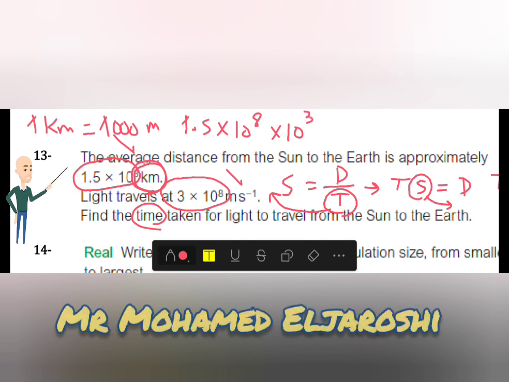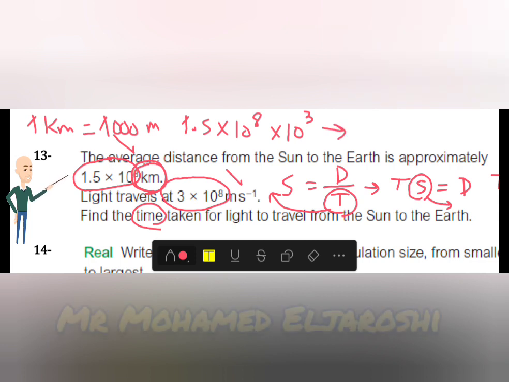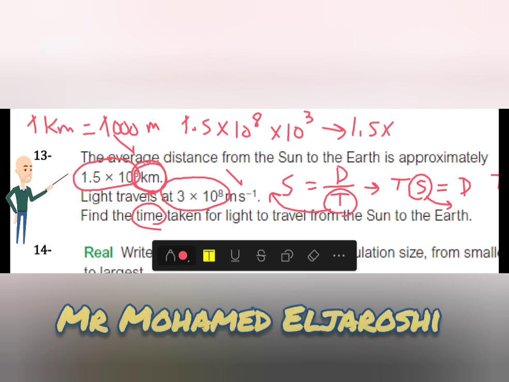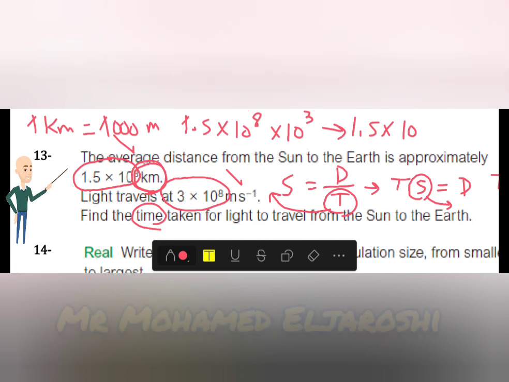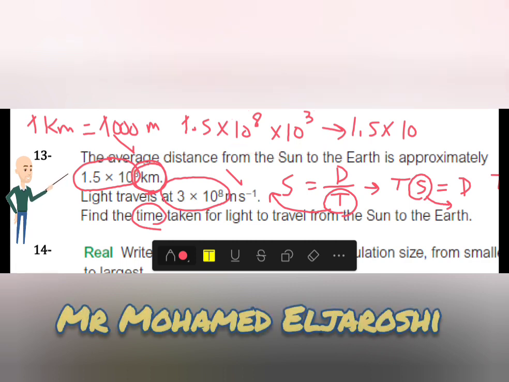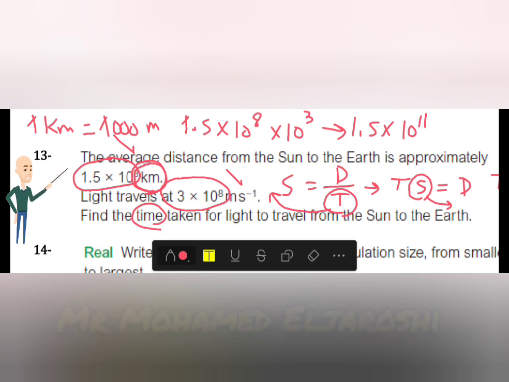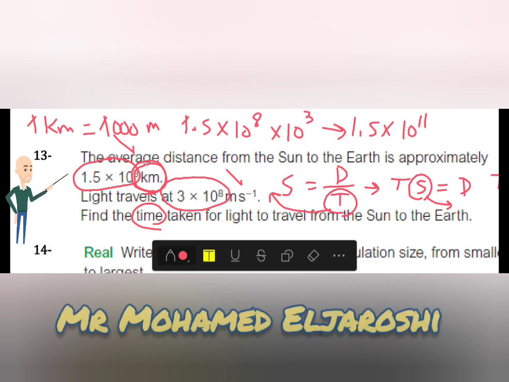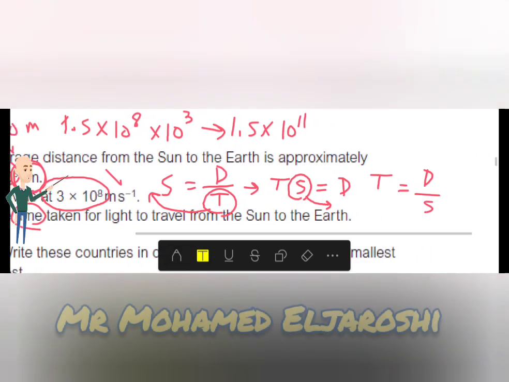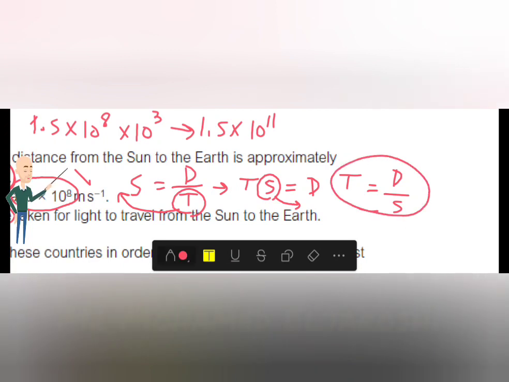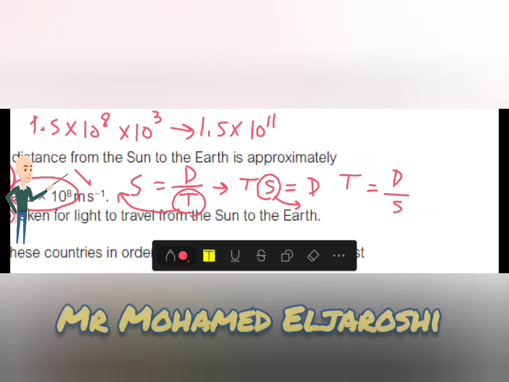So we can write it like this and then turn it into a single power, which is 1.5 times 10. When you multiply the same base numbers, you add the powers. So it's going to be what? Very good, 10 power of 11. Now, I turned the distance into meters. Now, I can use it with the speed to find the time. We go back to this formula and divide the distance, which is this one, over speed, which is this one.